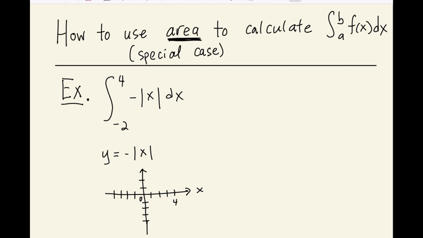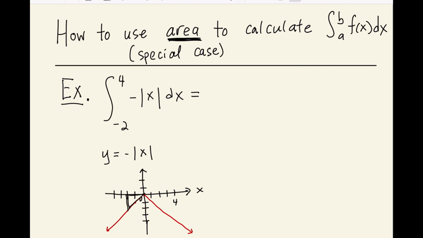Okay, so the graph is going to look like this. Okay, and the area that I'm interested in, so we're looking at the interval from -2 to 4. So it's like this triangle plus this smaller triangle. So this is the net area that we're interested in. It's the sum of two triangles. So all we have to do is figure out the area of the smaller triangle here.